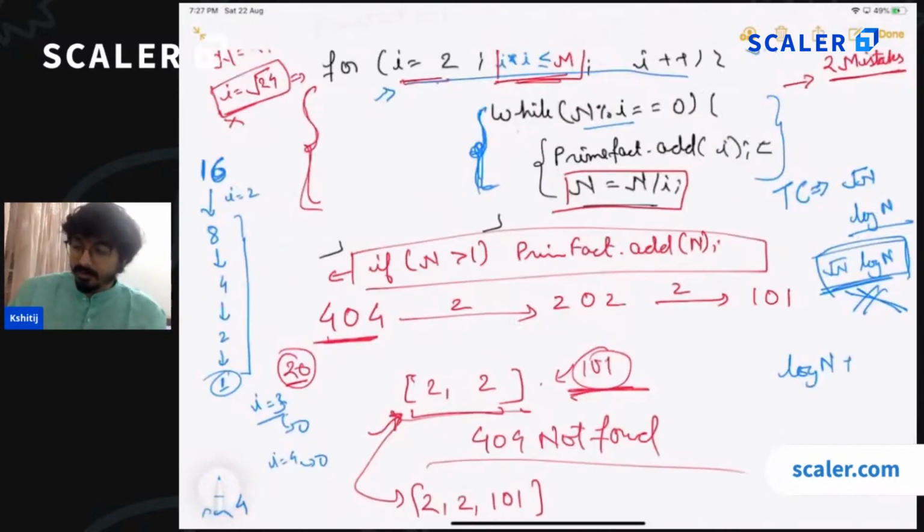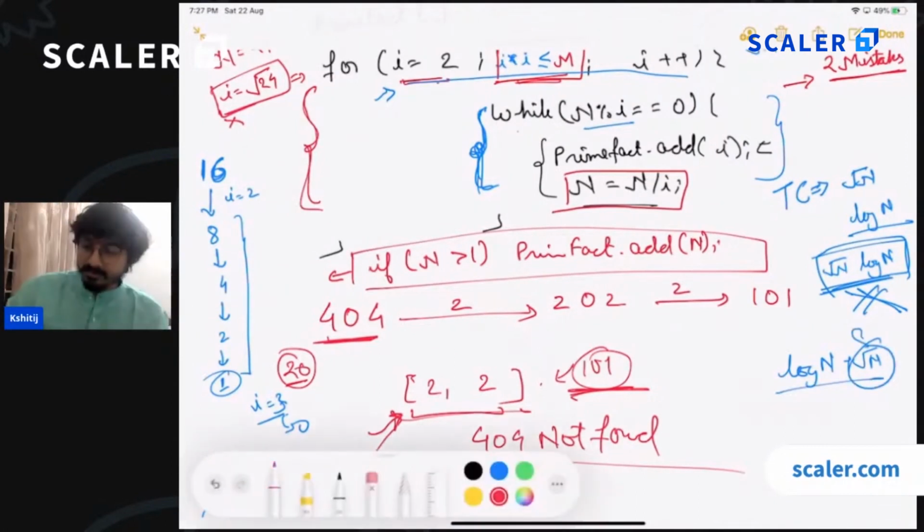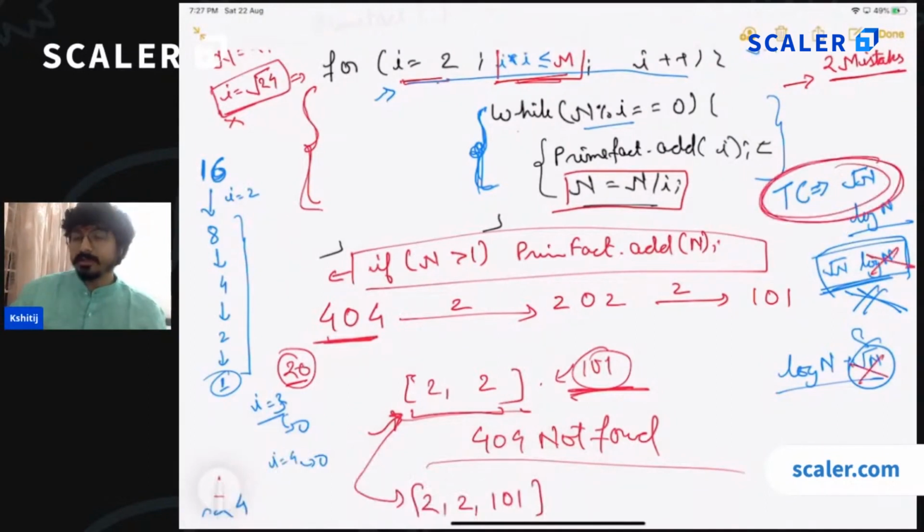So this is going to be log of n plus square root of n, which is nothing but square root of n. So the time complexity of this algorithm is going to be exactly square root of n, not root n log n. Okay, is this clear to everyone?